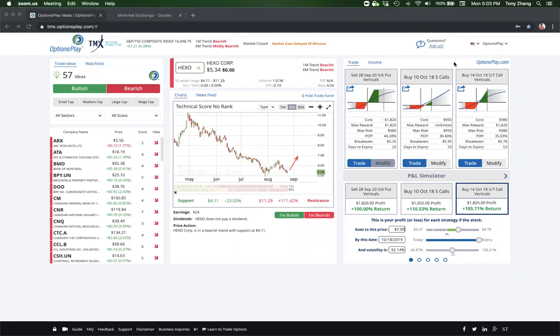Put the actual strategies side by side. Put in your own outlooks as to where you think the stock will go, and the tool will help guide you as to what is the right strategy for your setup.